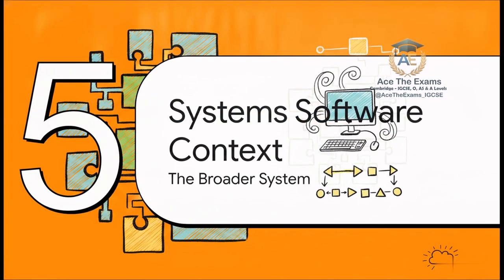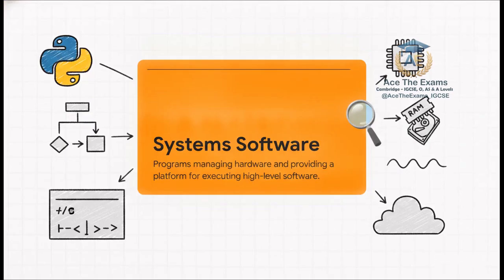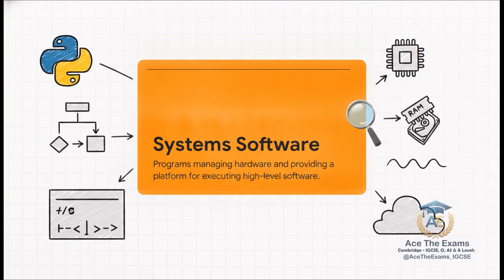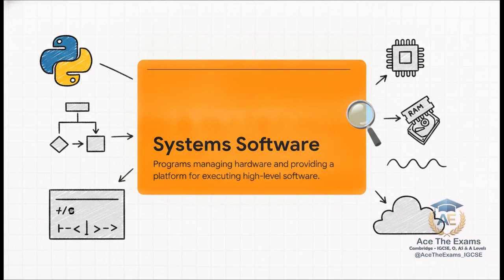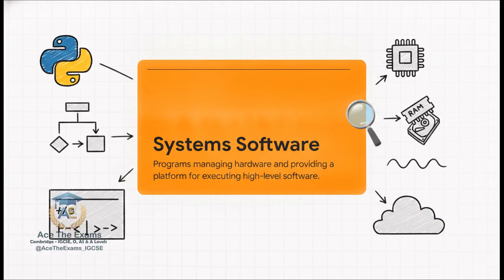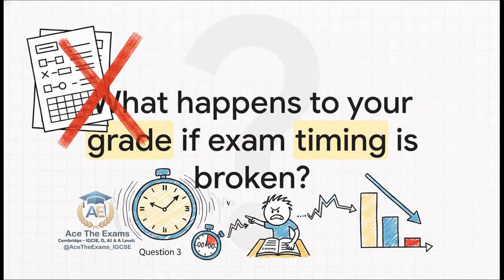Let's move on and see how this builds into the bigger picture. Section 5, the systems software context. Because here's the thing. Whether you ultimately code your algorithm in Python or you map it out perfectly in pseudocode, it relies entirely on system software to actually function. System software is officially defined as programs that manage computer hardware and provide a platform for executing high-level application software. Basically, your operating system is what actually takes all this selection logic, manages the memory registers, and executes the physical computation.